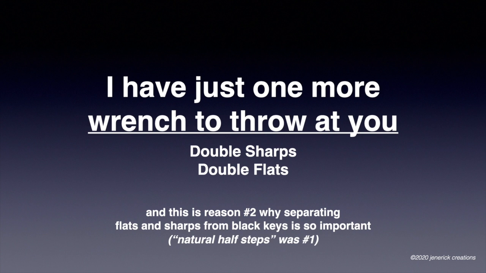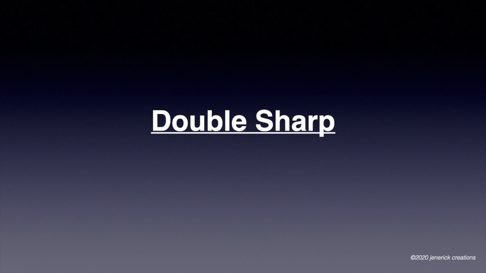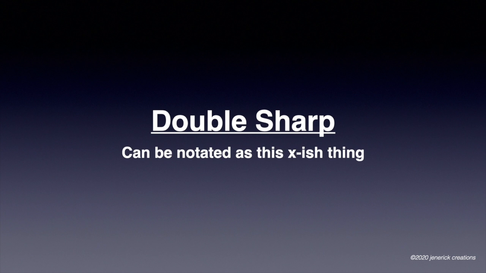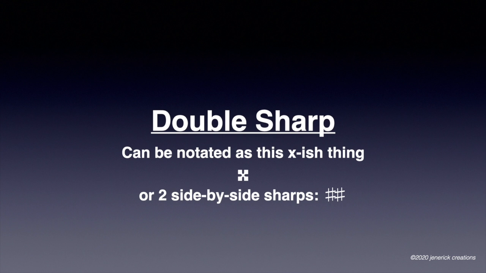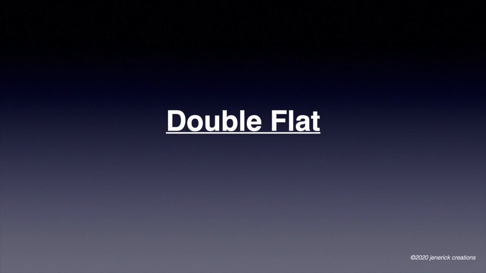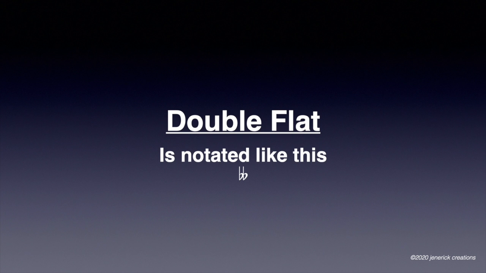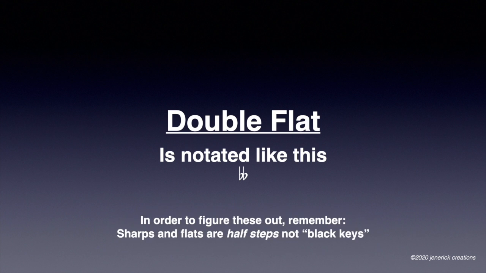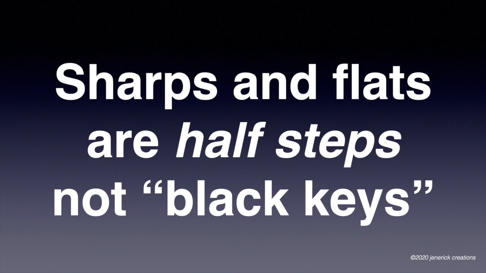Natural half steps was the first one. Double sharp can be notated as this X-ish thing right here, or two side-by-side sharps. A double flat is just notated by using two flats that are pressed up against each other. In order to figure these out, remember sharps and flats are half steps, not black keys. Sharps and flats are half steps, not black keys.